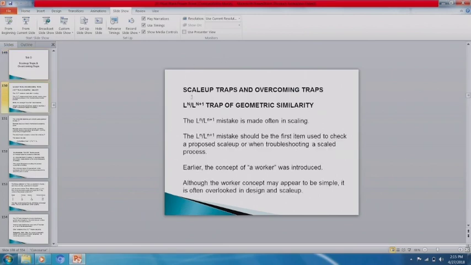The first trap we're going to discuss is the L^(n+1) trap of geometric similarity. So we're going to look at scale-up traps and overcoming them. The L^(n+1) mistake is made often in scaling. The first item to check is this mistake. Earlier, the concept of a worker was introduced. The concept of the worker may appear to be simple, but is often overlooked in the design.